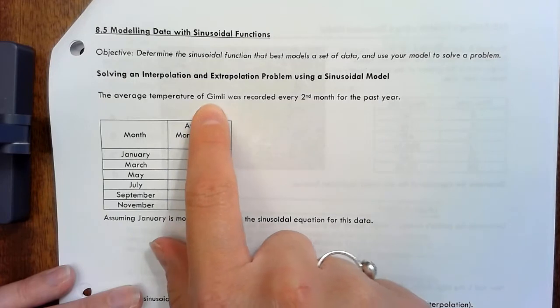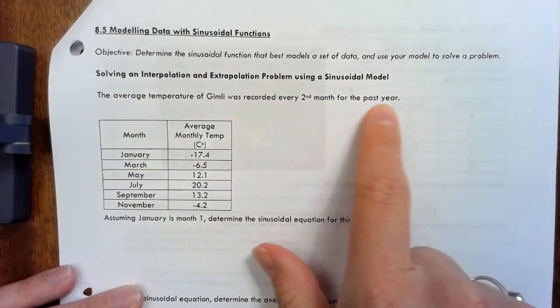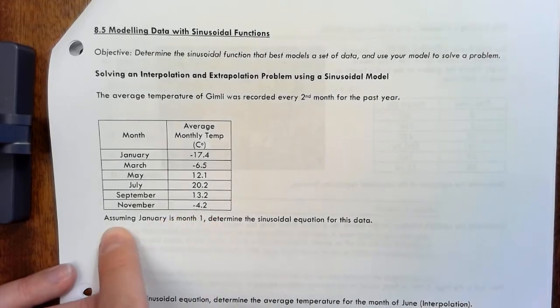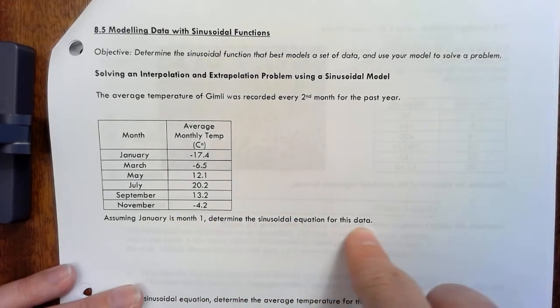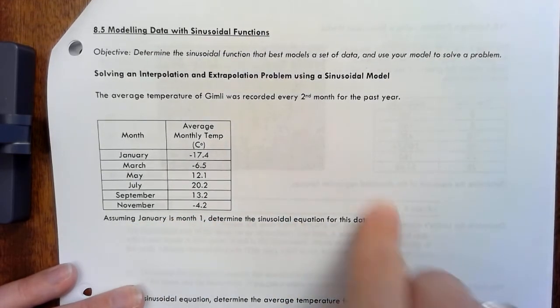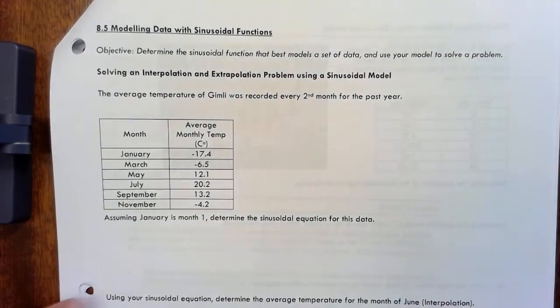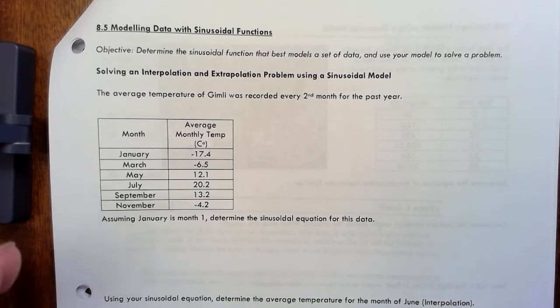All right, let's read. The average temperature of Gimli was recorded every second month for the past year. January, March, and so on. Okay, some temperatures. Assuming January is month 1, determine the sinusoidal equation for the data. So this is another really common type of question where they give you the table of values and you have to find stuff.